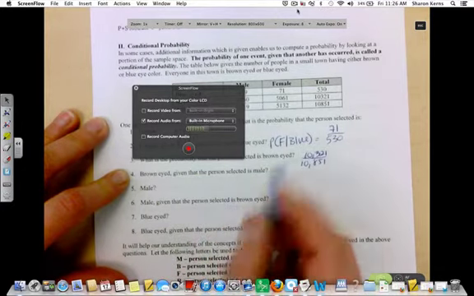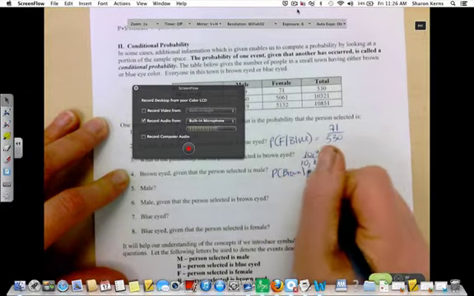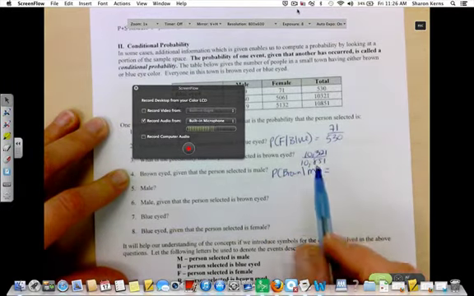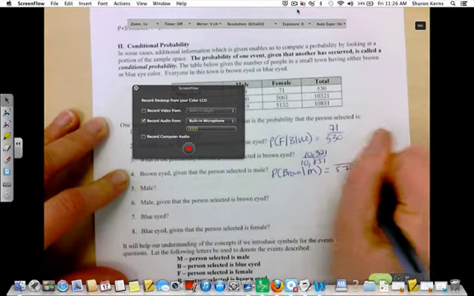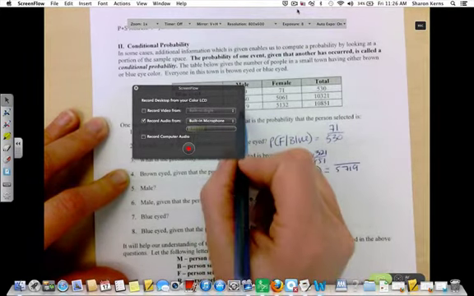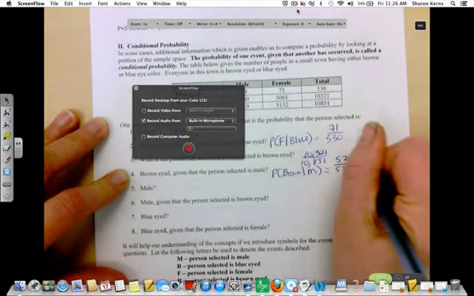And number 4, what's the probability that the person selected is brown-eyed given that the person selected is male? So here's my condition: what's the probability they have brown eyes given that they're male? How many males are in this town? 5,719. And out of those males, how many of them have brown eyes? 5,260.